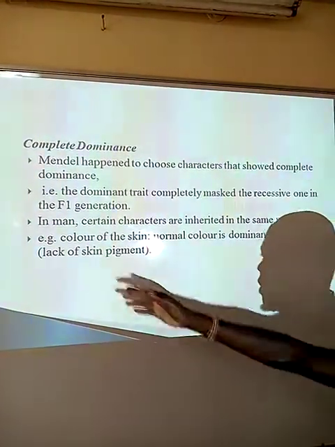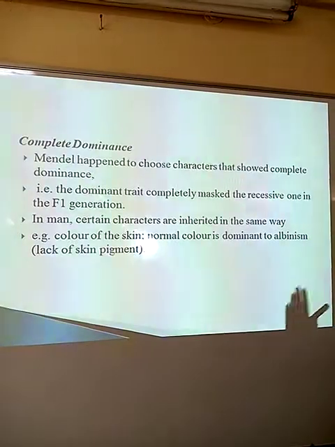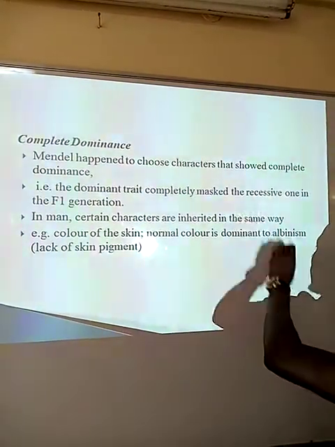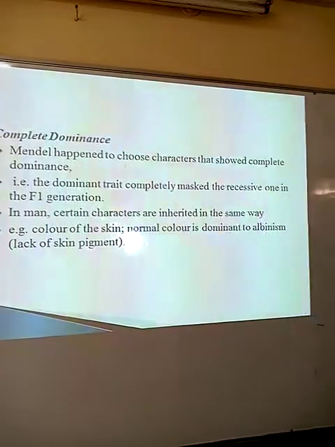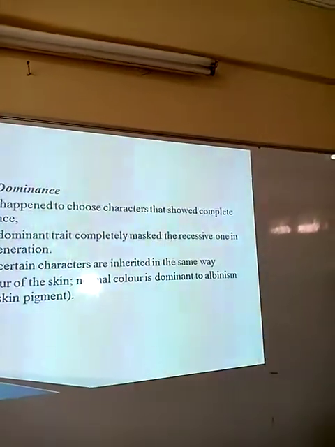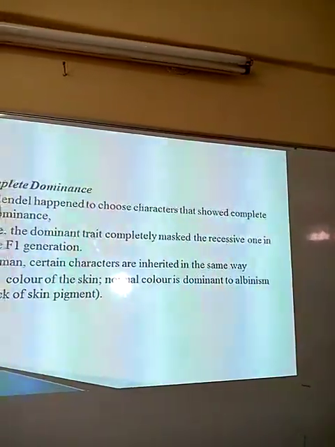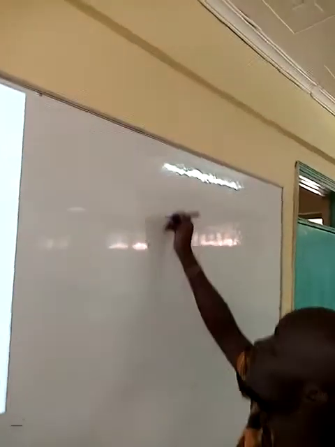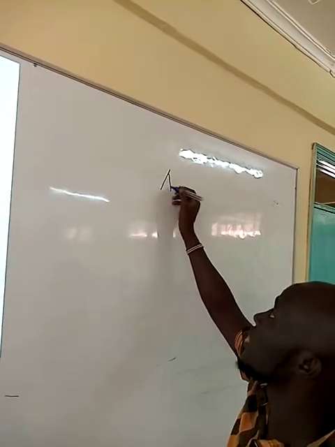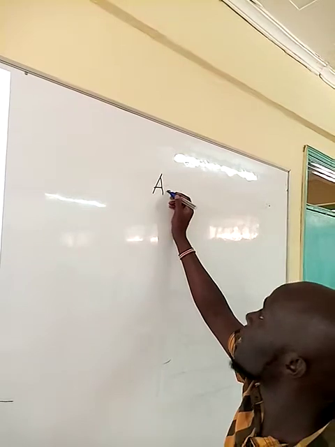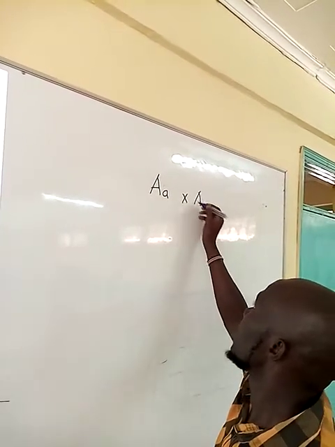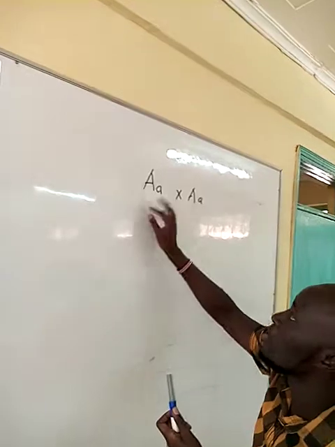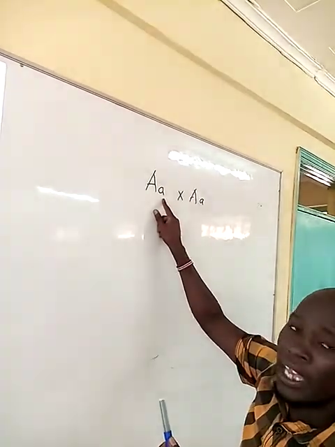In man, for example, certain characters are inherited in the same way. For example, the color of the skin, where the normal color is dominant to that of albinism. Let us see what we are talking about in the case of normal skin pigmentation. It is known that the gene that determines the skin pigmentation is denoted capital A. But at times you may find that we have capital A and small a. For one to be an albino, the two parents must be carriers. A carrier here means that capital A is dominant over small a, which is defective.